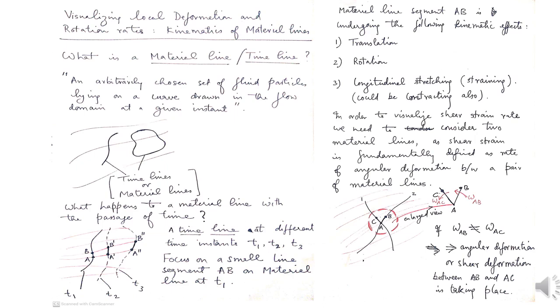and of AC, shown as omega AC, happen to be different, then we expect that there would be some change in the angle between AC and AB. That change in angle is what we call the angular deformation or shear deformation between AB and AC. So I hope I am making it very clear what we mean by shear strain rate, and why we cannot talk of any shear strain rate if you consider a single material line evolving.